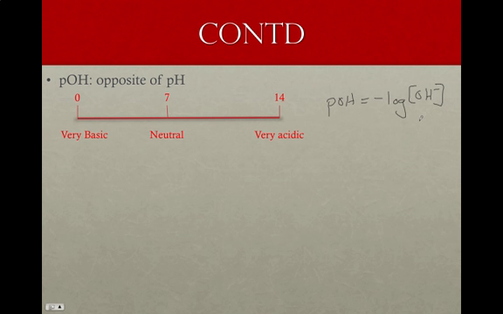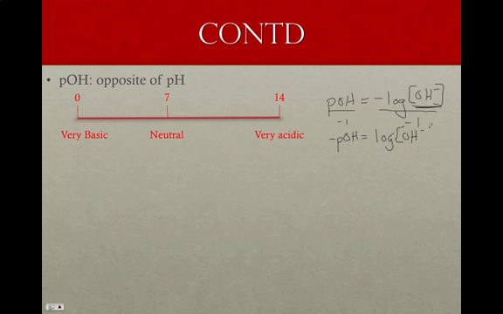Well, if we want to find out what our hydroxide ion concentration is, we need to isolate this part. Well, the log is a separate function. So the first thing we're going to do is divide by -1 on both sides to move the negative sign over. So that gives us negative pOH is equal to the log of the hydroxide ion concentration.